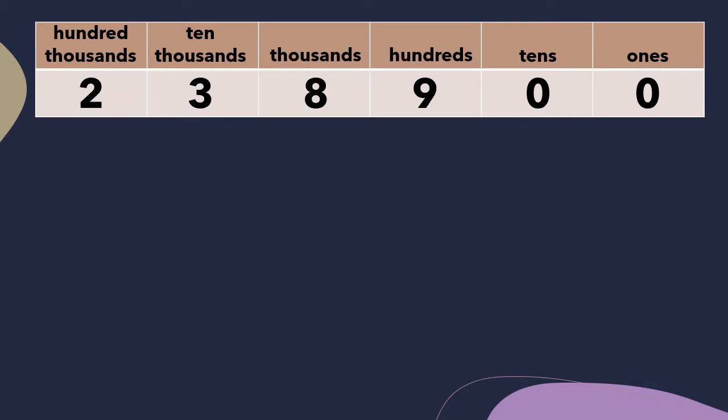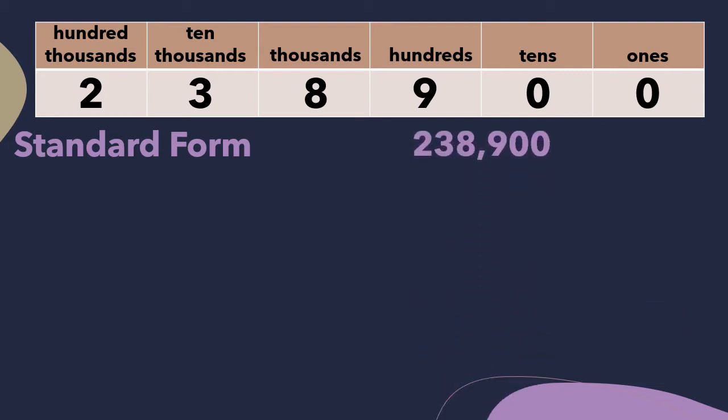Now, just as we've been doing, we're going to represent this particular number in three different ways. The first way is standard form. That's just taking these digits and writing them out in the usual way we see numbers written, just like this. And we're going to say it as 238,900.